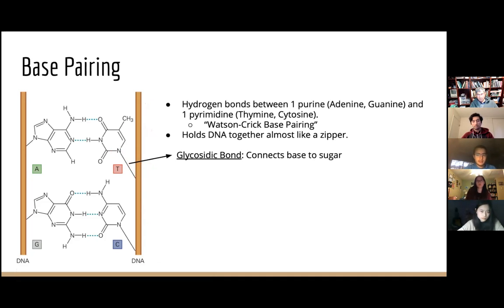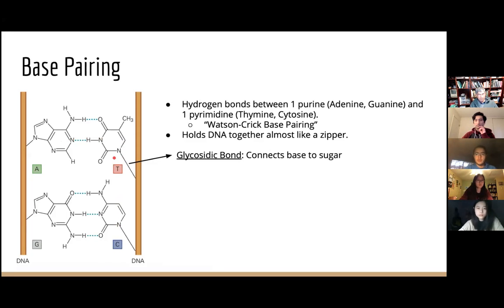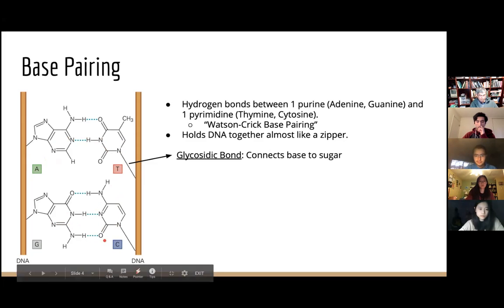And as for the bases, there are two groups, purines and pyrimidines. Purines are adenine and guanine, as you can see here and here, which are two cyclic groups, and then there are the pyrimidines, which are thymine and cytosine. The interactions are always going to be between one purine and one pyrimidine. So it's always going to be adenine with thymine, and then guanine with cytosine.